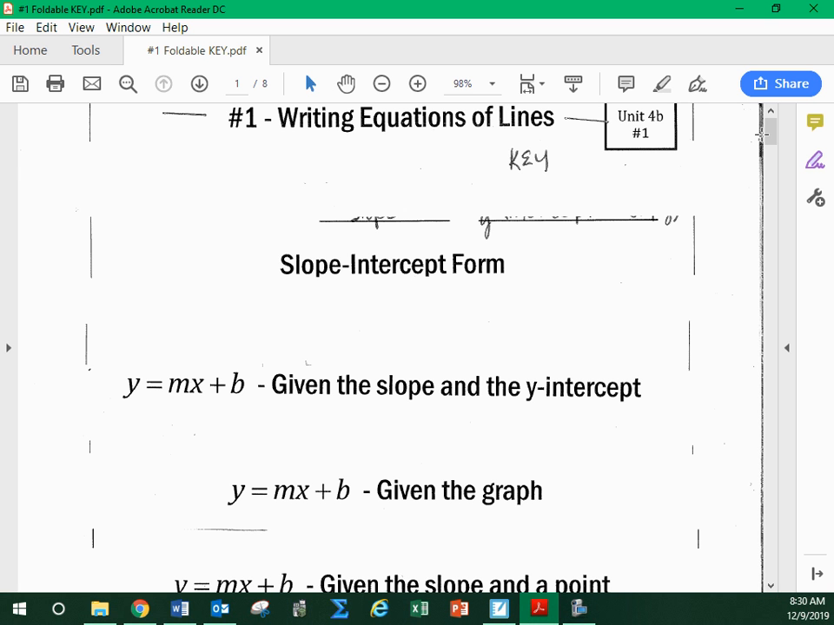Guys, make sure your desks are cleared off. It should just be your mini quiz and your calculator.